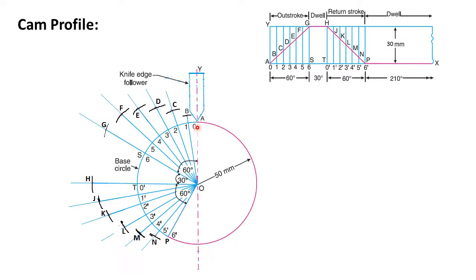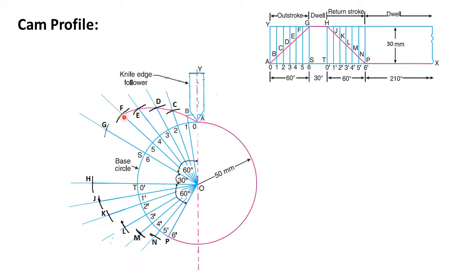Now our actual cam profile is a smooth curve passing through all these points. It will start from A and then go through B, C, D, E, F, G, like this we will draw a smooth curve. So we have started at A to B to C, D, E and F.